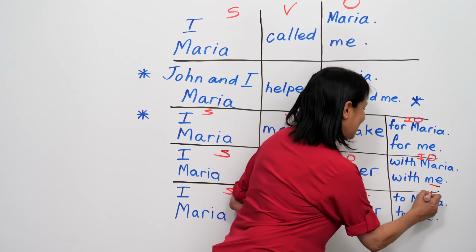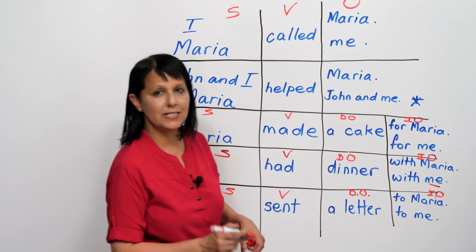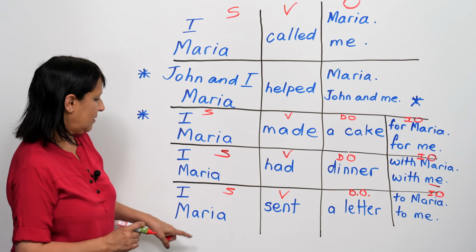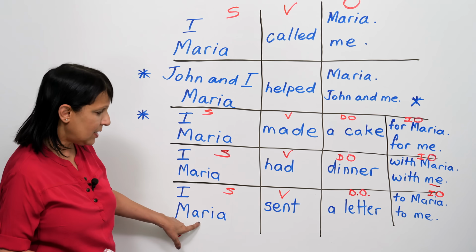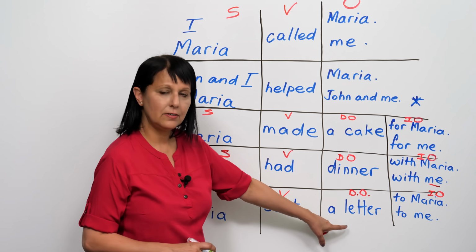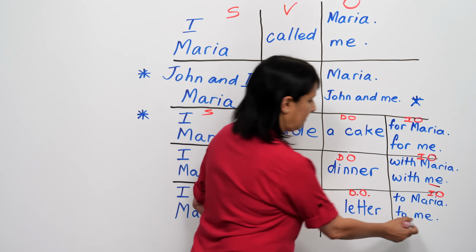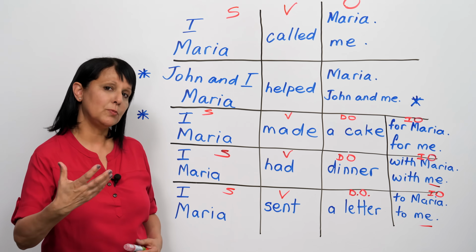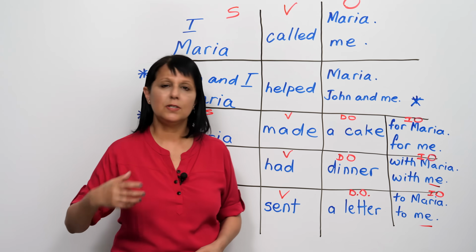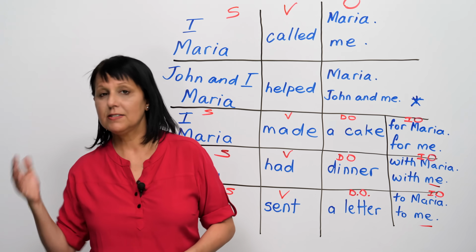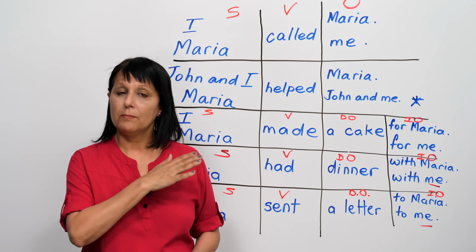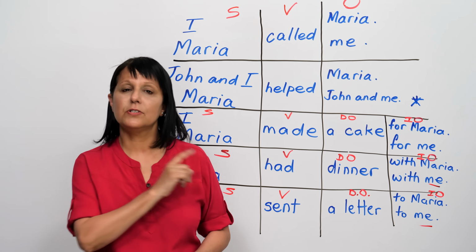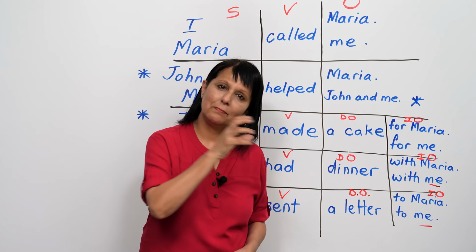Okay. So this is the indirect object. Maria is the indirect object. Or we could say Maria sent a letter to me. Again, that's the indirect object, but again, we're always saying after a preposition, to me, with me, for me, from me. This letter is from me. Not this letter is from I. This letter is from me.